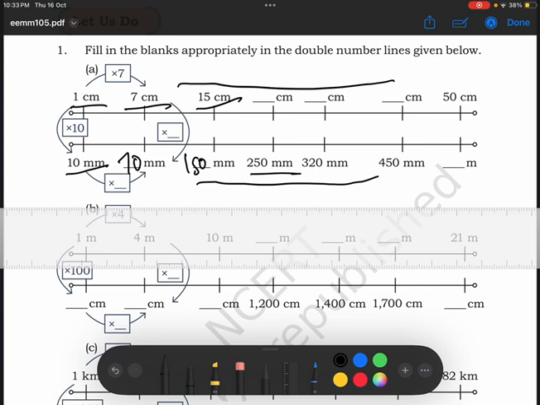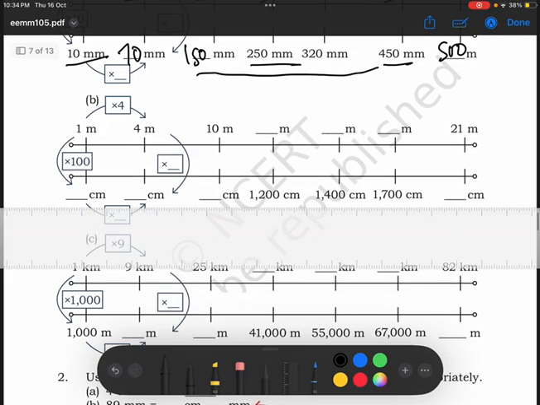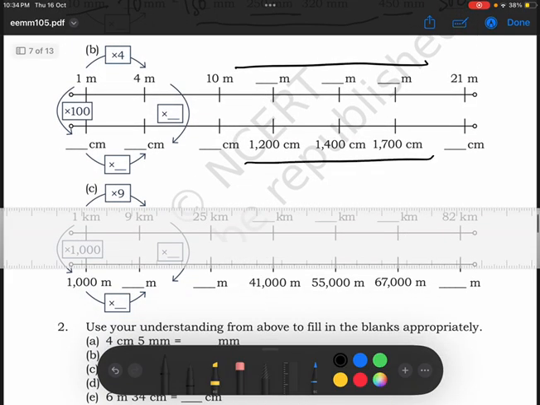So 250 will be 25 centimeter, 320 millimeter will be 32, 450 will be 45 and 50 will be 500. Okay, in the next question, upper line is in meter, the lower line is in centimeter.